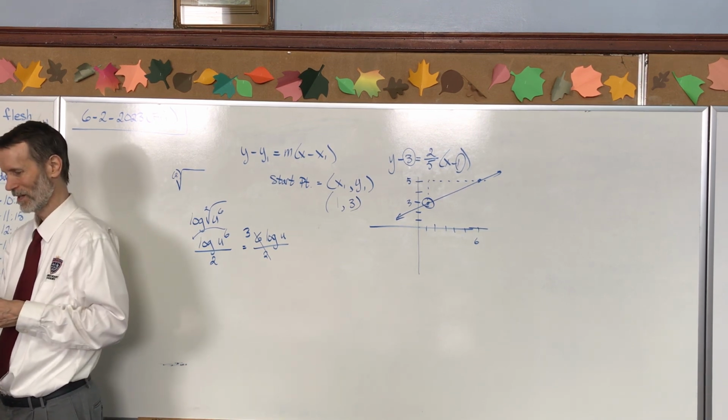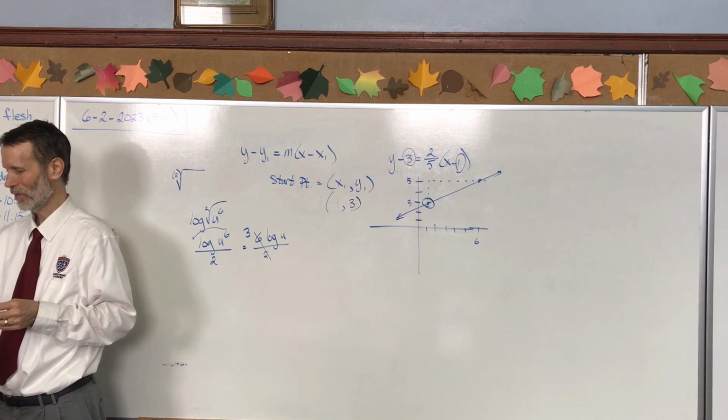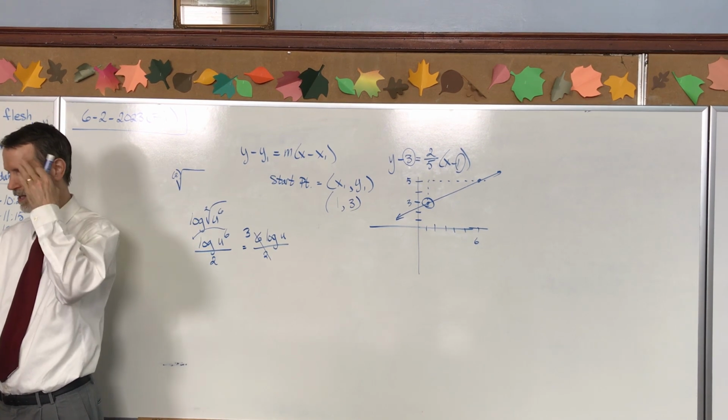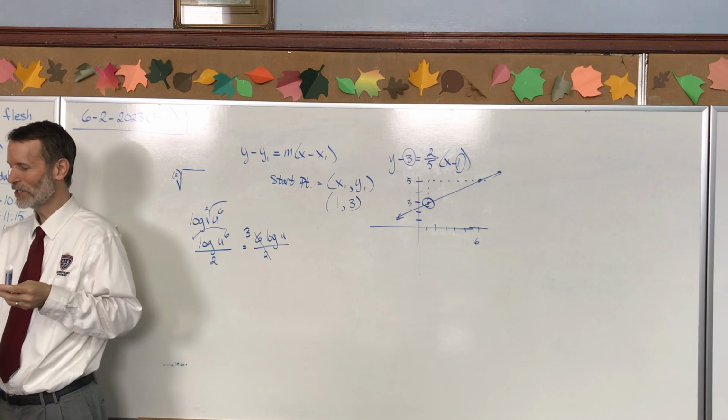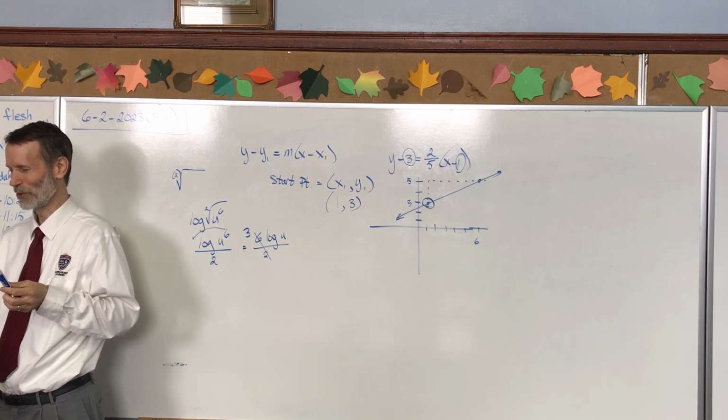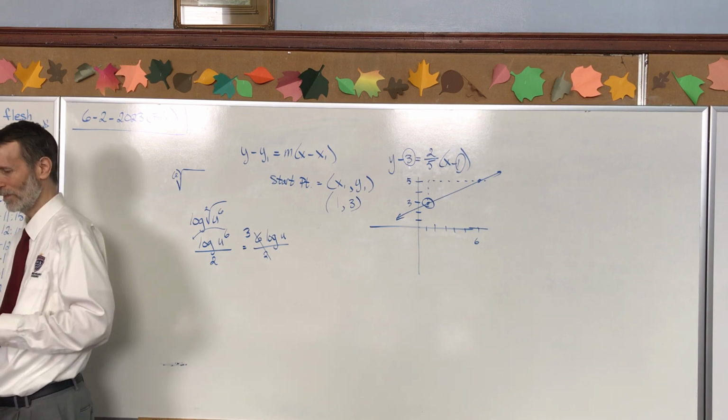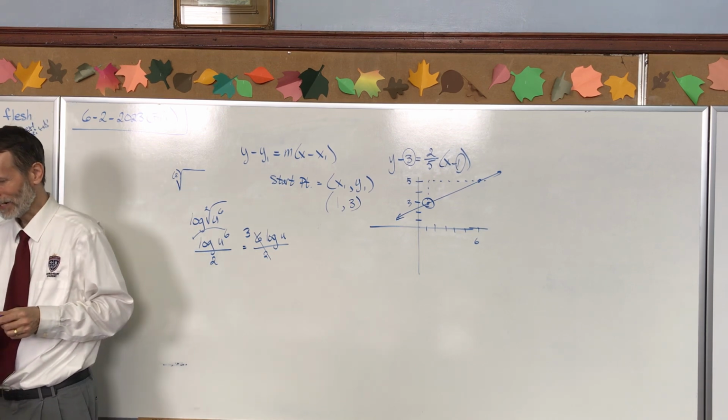Extra credit, the weird one. 56 I'll do on the board in a minute. It's easier to show you than to tell you. Number 57, A equals negative a half.